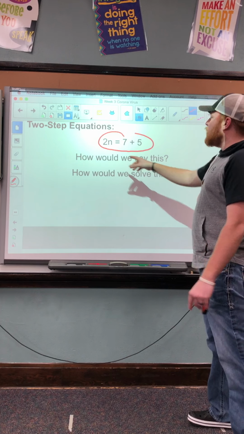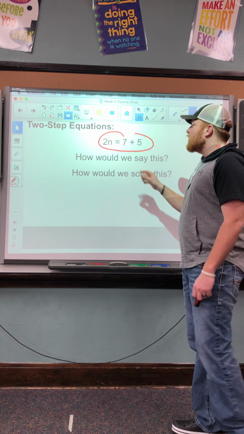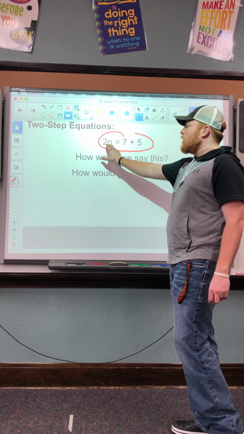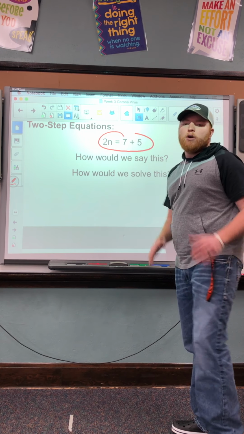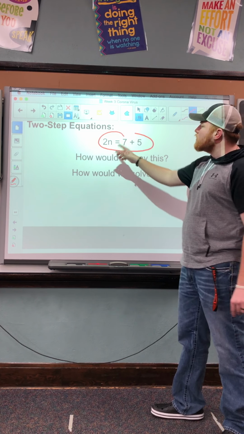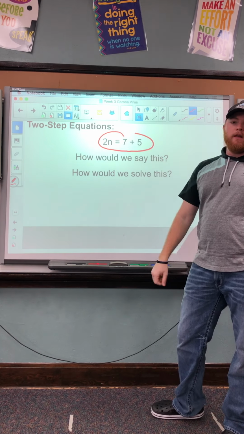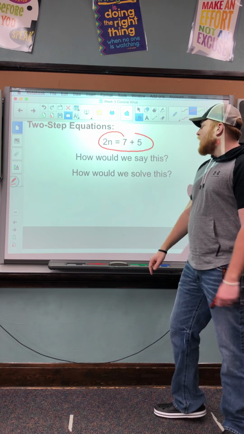Okay, so we would technically say this as 2 times what number, because when a variable and a number are close together with no symbol, that means they're multiplying. So 2 times what number equals 7 plus 5. Okay, and then the next question, how would we solve this?